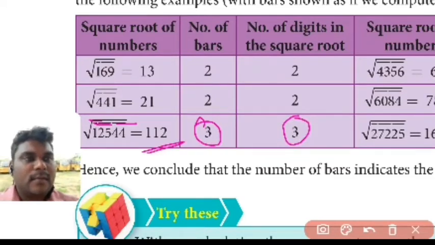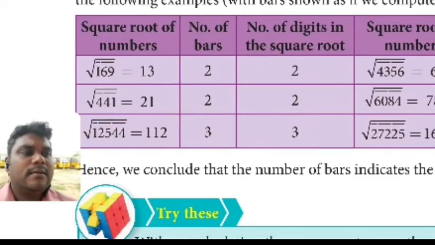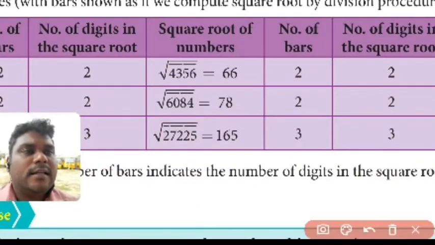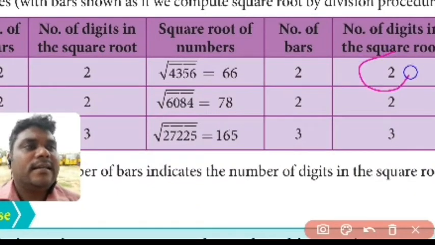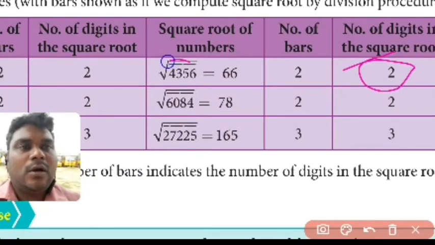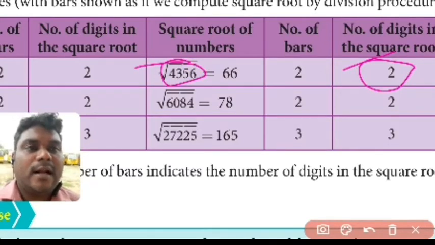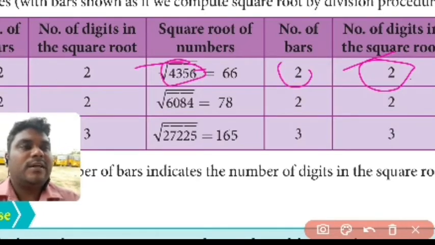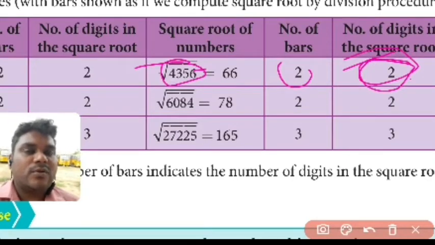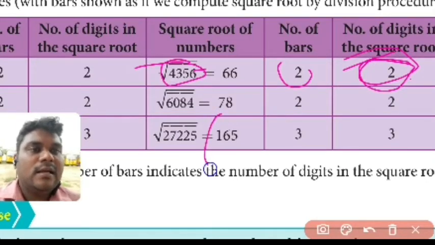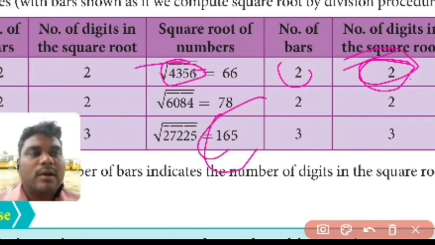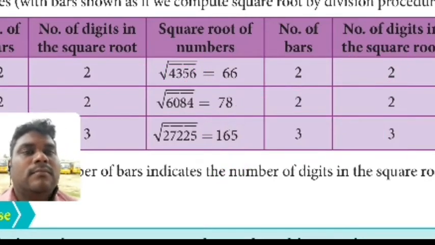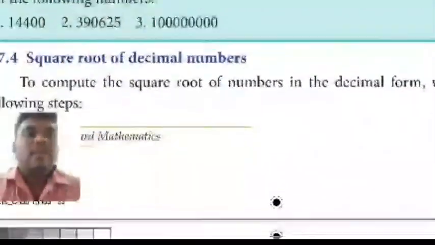Okay. Next, similarly, see here the number of bars is equal to the number of digits in the square root. So for any perfect square number, as many bars as come, that many digits come in the square root. If 2 bars come, the number of digits in the square root is also 2. If we get 3 bars, the number of digits in the square root is also 3. Okay, so this is the important result.